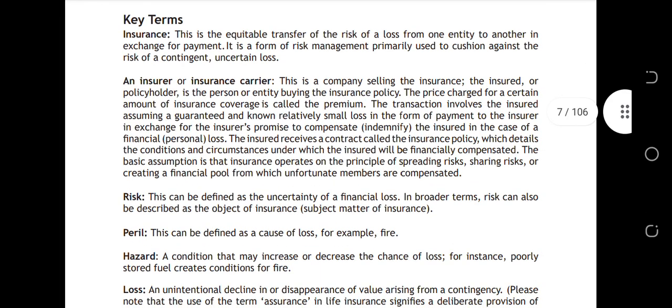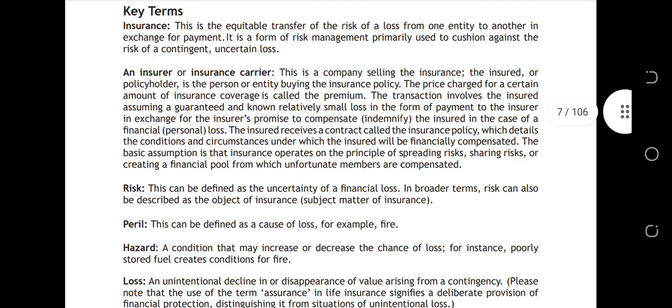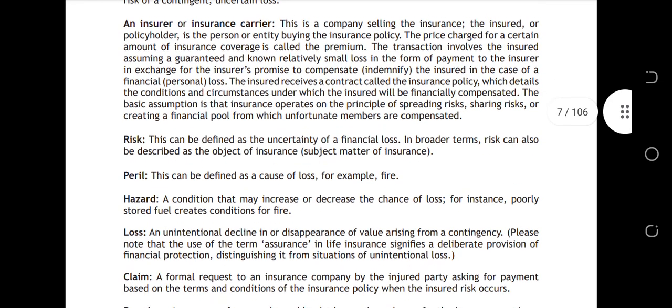Then let's differentiate between insurer and insured. When you talk about the insured, this is the person buying from the company. Then the insurer is the company selling the insurance. When you read about this second point in the key terms, you'll understand it well.